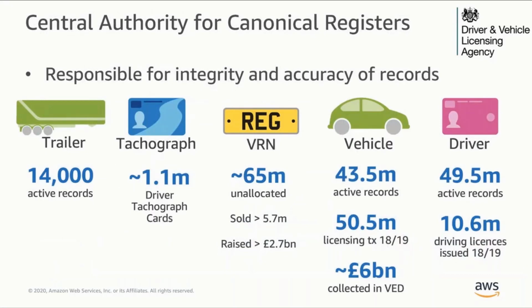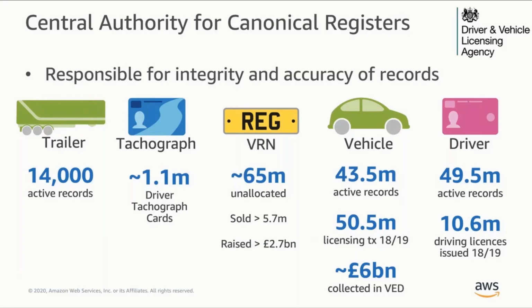At the heart of the agency are a number of systems of record. We operate as the centralized trusted authority for these canonical registers, and we are responsible for ensuring the integrity and the accuracy of the data contained within them. There are 5 main systems of record that we maintain.